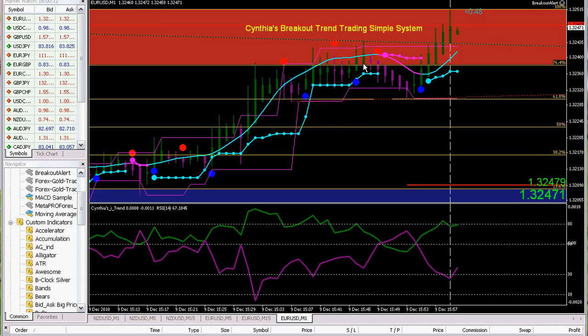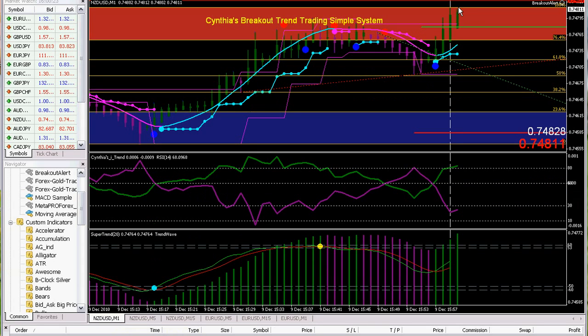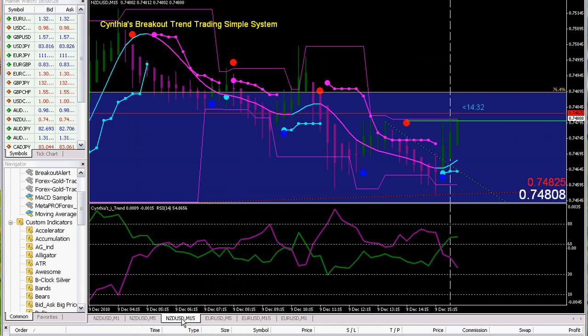So you can see that this was trading after the news release, after the pullbacks, and then we had another little nice run up. So you can trade these things all day long. And just here's the 1 minute chart. Same thing happened in the New Zealand dollar.